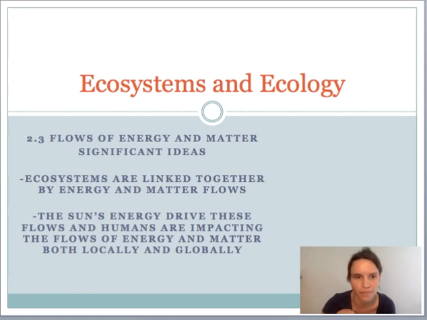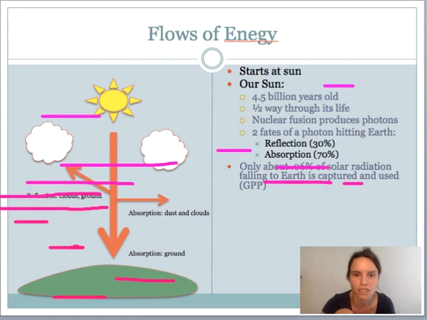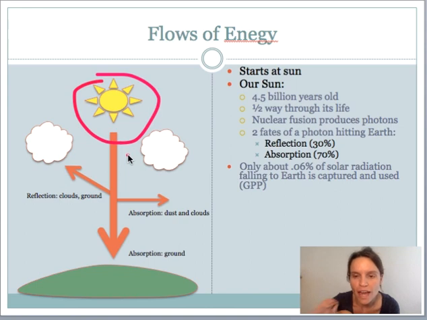So let's get started. The first thing it's important to recognize is that all of the energy that we have on this planet comes from the sun. Our sun is a star. It's about 4.5 billion years old, and we think it's about halfway through its life. And you can see the sun up here in this diagram. So the energy that comes to us from the sun comes in the form of solar radiation.